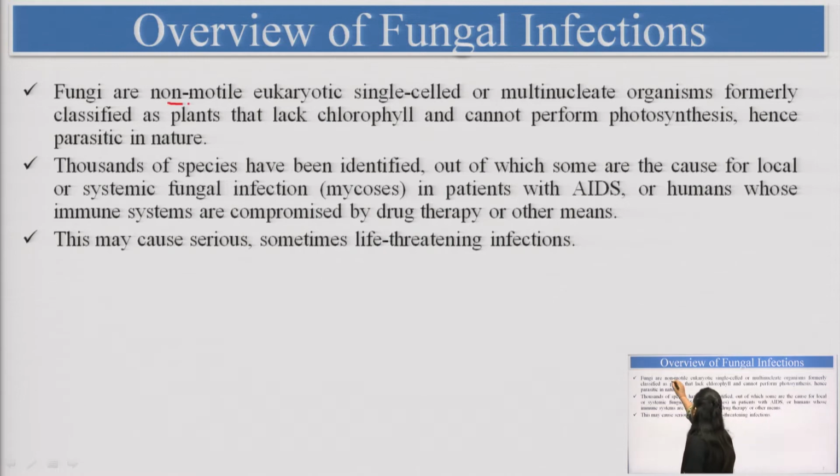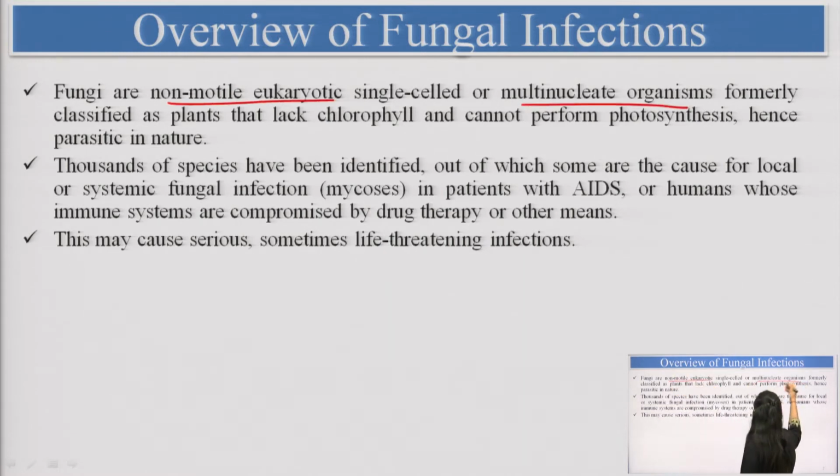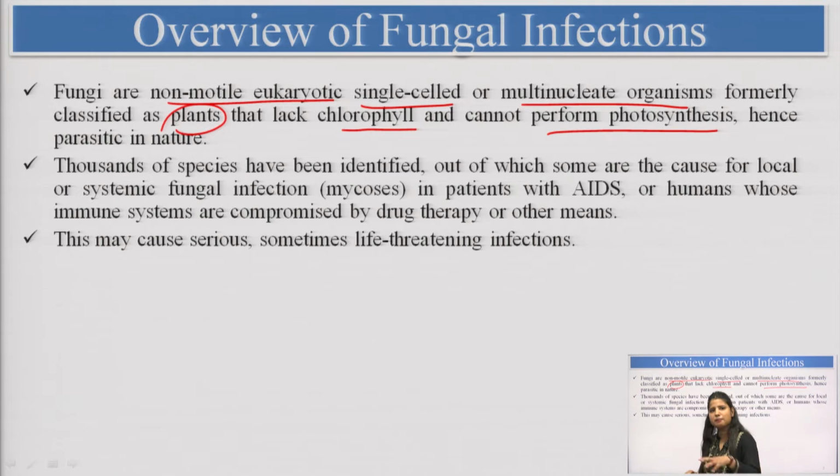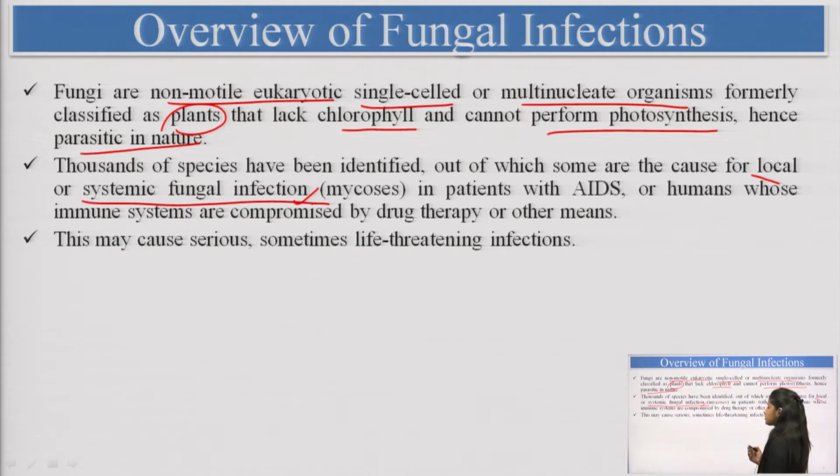Fungi are non-motile eukaryotic organisms, single celled or multicellular, means they have different forms; they can be single celled or multinucleate organisms. Formally they are classified under the plants that lack chlorophyll and cannot perform photosynthesis. That is why they are parasitic in nature, means they need a host on which they start their growth. They cause different types of infections, either topical, means local infection, or systemic fungal infection, which reaches the blood or different organs. So, this is very severe, the systemic fungal infection.